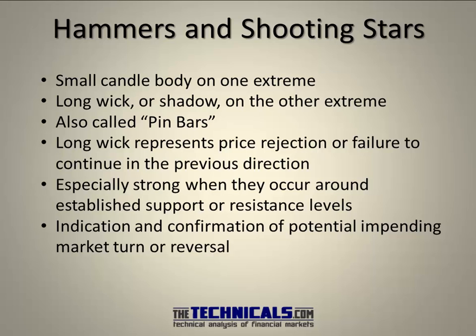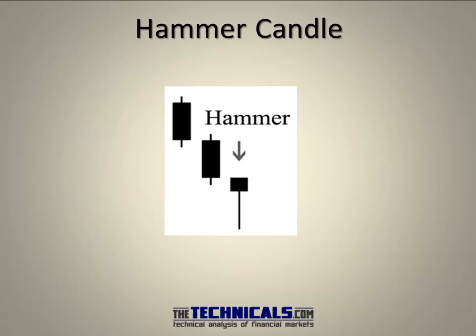These patterns represent potential price rejection and failure of price to move in the previously prevailing direction, and a possible subsequent turn or reversal. These candlestick patterns are especially strong when they occur around established support or resistance levels. When coupled with other candlestick patterns and technical analysis tools, hammers and shooting stars can be very helpful in determining underlying market forces. Now let's take a look at the hammer candle.